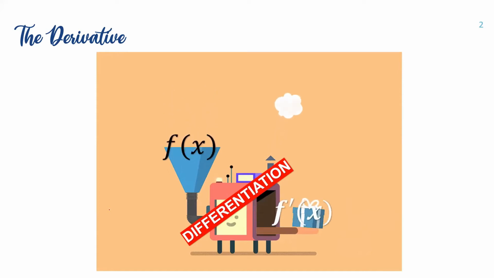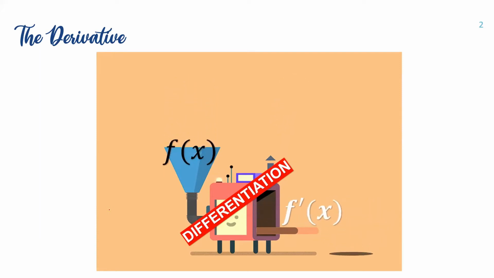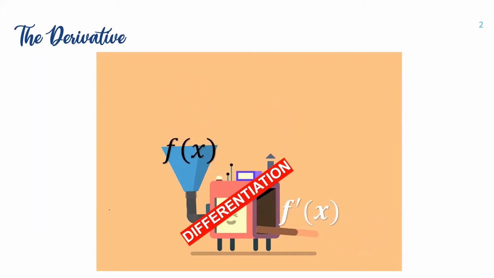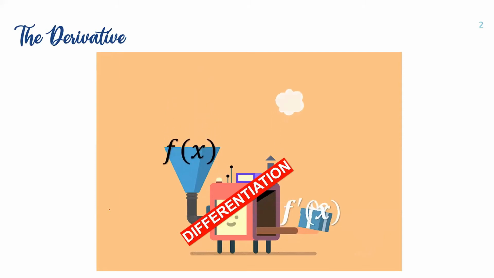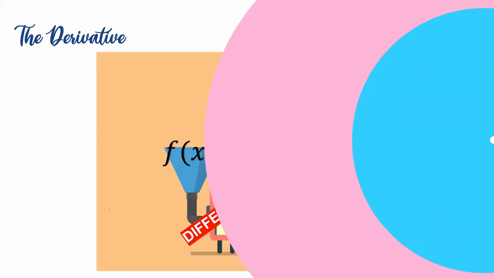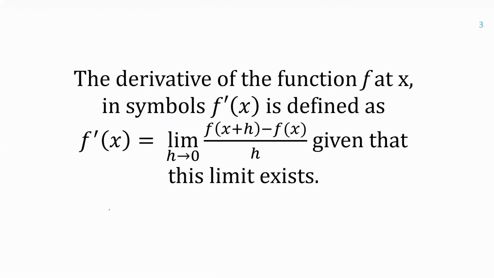In calculus, the function that gives the general formula for this slope of f is called the derivative, and the process of finding the derivative of the function is called differentiation. So formally, the derivative of the function f at x is defined as the limit of the difference quotient as h approaches 0, given that this limit exists.